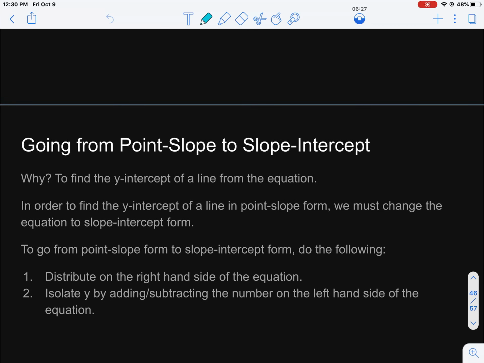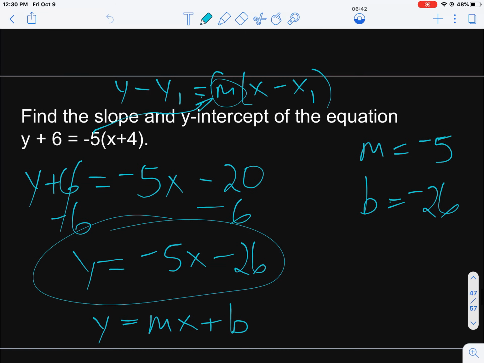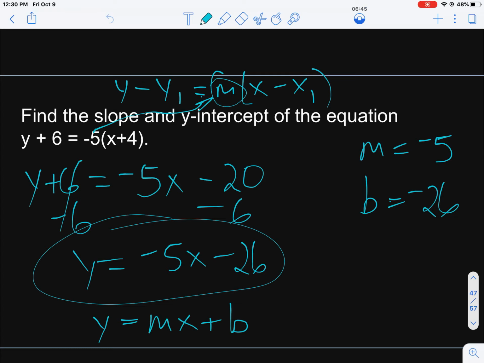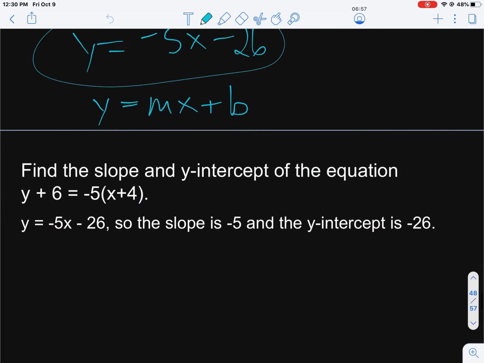If we want to go from point-slope form to slope-intercept form, what we're going to do is distribute on the right-hand side of the equation and isolate y. The reason for this is we want to find the y-intercept. Notice in this example below, the slope's negative 5, since that is in front of the parentheses with x. So we distribute on the right-hand side, and then I subtract the 6 to get y by itself. The slope is negative 5, and the y-intercept is negative 26.